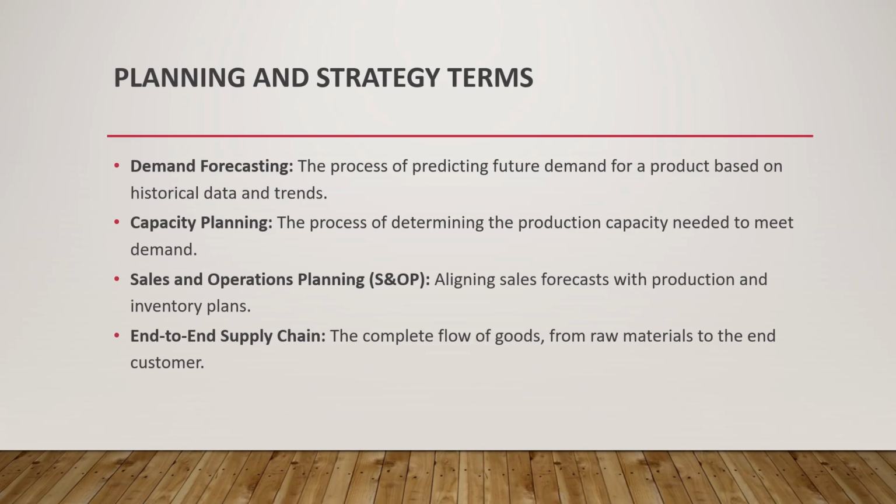Demand forecasting, the process of predicting future demand for a product based on historical data and trends. Capacity planning, the process of determining the production capacity needed to meet demand. Sales and operations planning, S&OP, aligning sales forecasts with production and inventory plans. End-to-end supply chain, the complete flow of goods from raw materials to the end customer.